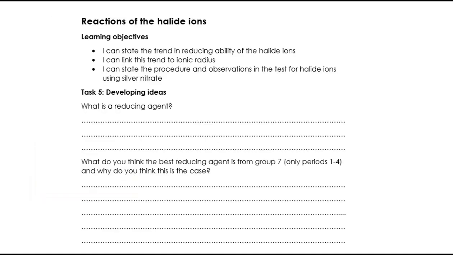So we're going to take a look at reactions of the halide ions, trend in reducing ability, linking it to ionic radius, and looking at observations and tests for halide ions using silver nitrate. That part will be familiar from GCSE. So have a think about these two questions in task 5, and when you're ready, move on.